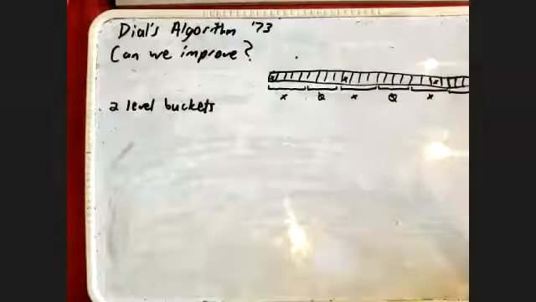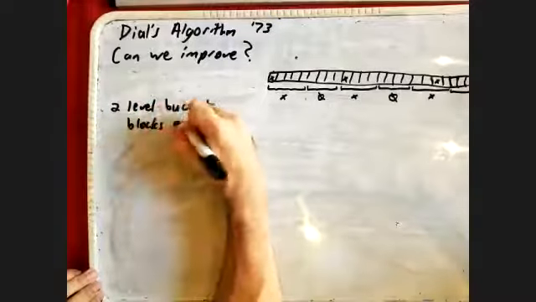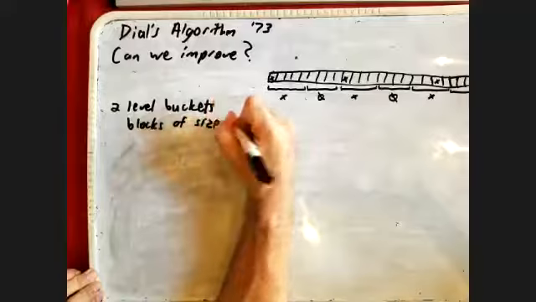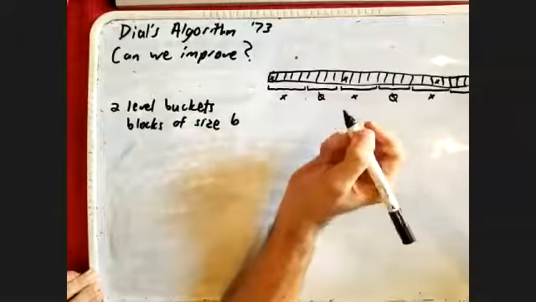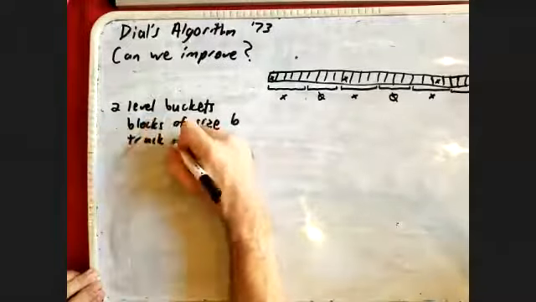What I'll do is I'll make blocks of size B, some number of buckets. And I'm going to keep track of non-empty blocks.